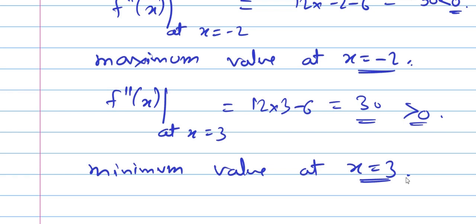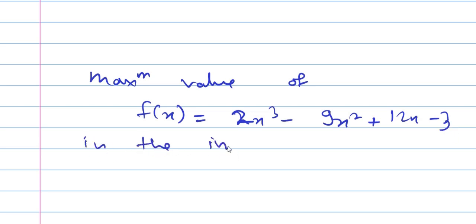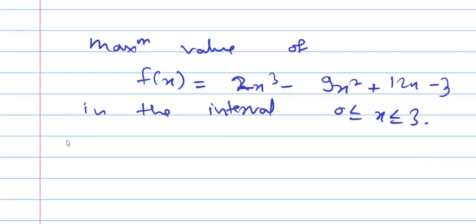Now let's look at one more question. The maximum value of f of x equal to 2x cube minus 9x square plus 12x minus 3 in the interval 0 less than x less than 3. So in this interval we have to find the maximum value of the function. Simple procedure: first get the stationary points.